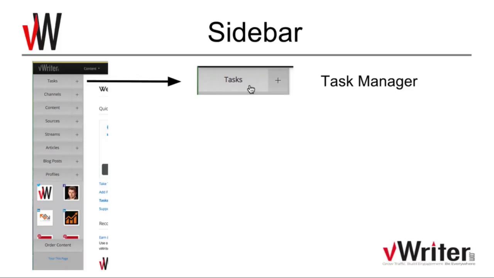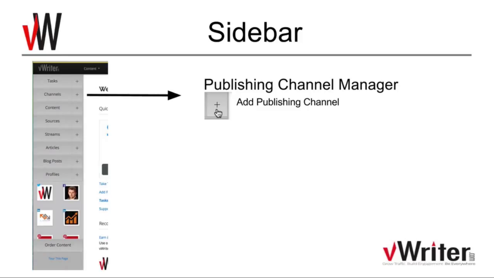So in terms of the sidebar, first of all, you'll see that on the right-hand side of all the buttons on the sidebar, you've got a plus button, and that really has the same function all the way through. So it allows you to add what you see on the left on the main button there. So if you click tasks, that allows you to go through to the task manager. And if you click the plus icon there, it allows you to add a task. And that's the same pattern all the way through.